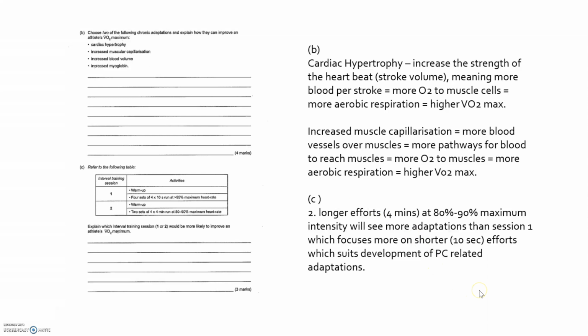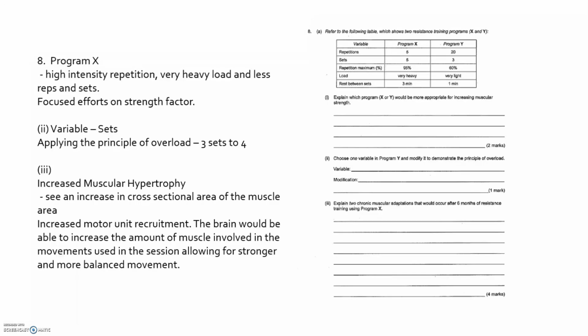All right. So here, explain which interval session 1 or 2 would be more likely to improve an athlete's VO2 max. I've said number 2, longer efforts 4 minutes and 80 to 90% maximum intensity. We will see the adaptations at session 1, which session 1 focuses more, see here, on 4 times 10 seconds runs. That's going to be our ATP PC system, which doesn't relate to our VO2 max.